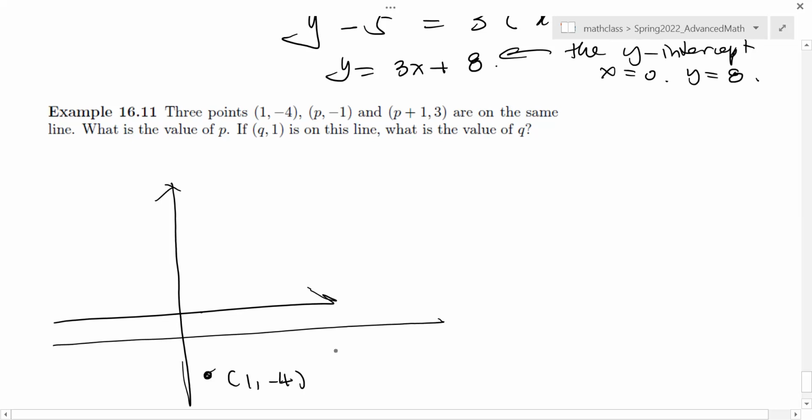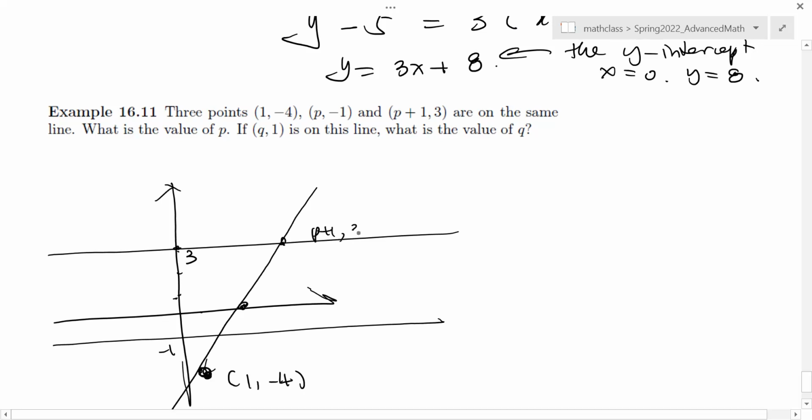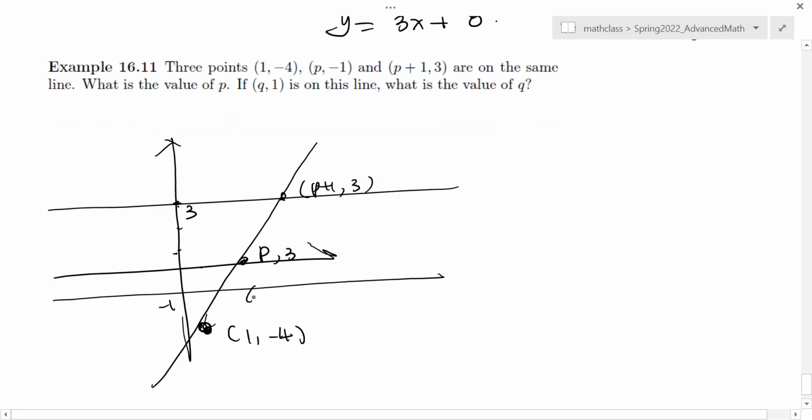And (P+1, 3). This is -1, 1, 2, 3. This is another one. All the points are on the same line. So if this is P, then P plus 1 is on the same line. It looks like that. Okay, and here's a 3. So here's (P+1, 3), and this is (P, 3). All right. So can we find the value of P?